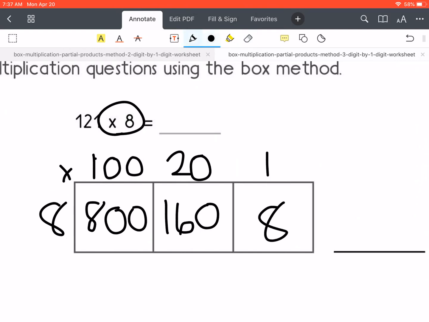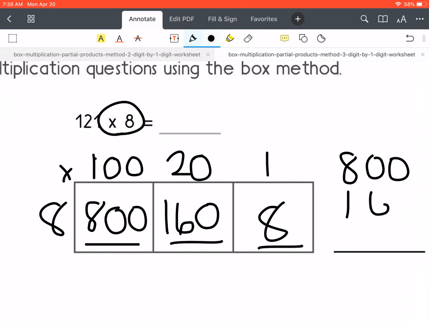Last step, you're going to take these 3 numbers and add them together. So we have 800 plus 160 plus 8. Now it's going to be very important that you line up your numbers according to their place value. If I stuck my 8 over here, that's going to change my answer completely. So make sure that you're putting your numbers in the correct place value.